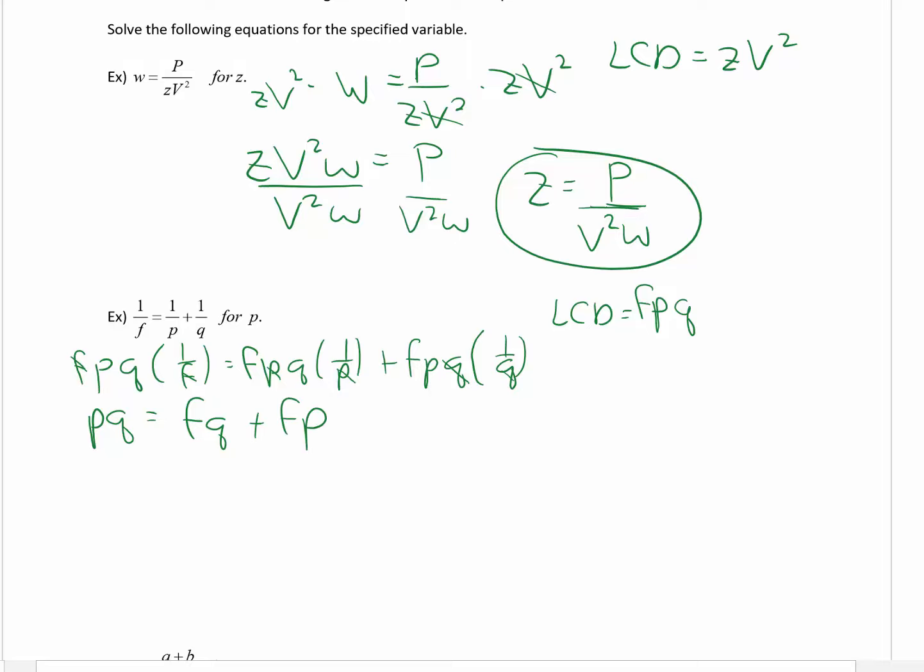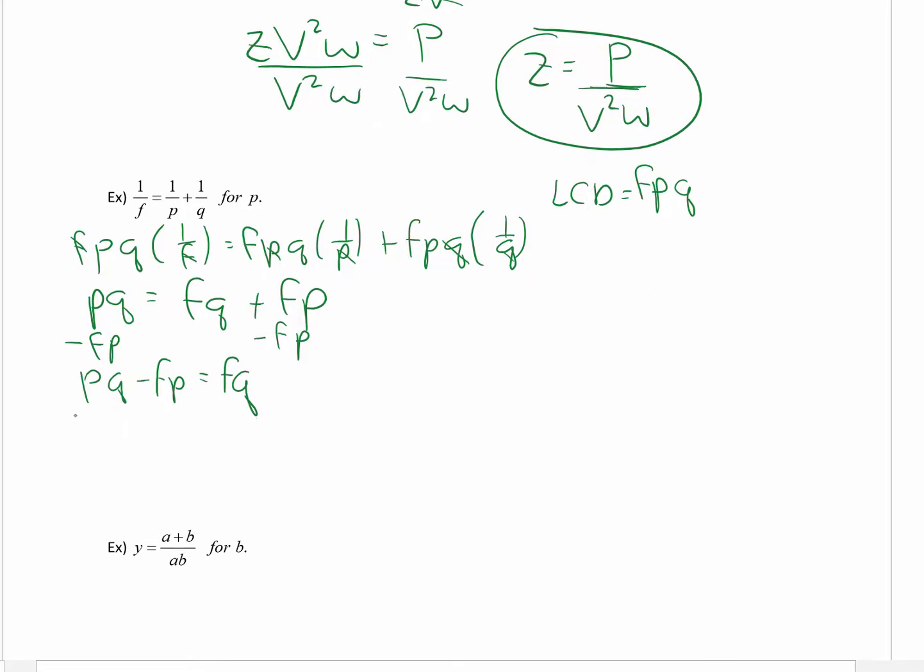Okay, since we're solving for P, I'd like to get all of the terms that contain P on one side of the equation. So I'm going to subtract the FP. On the left-hand side, I can factor out a P. Now it's very easy to solve for P. Divide by the other factor, which in this case is Q minus F. And now we've solved for P.